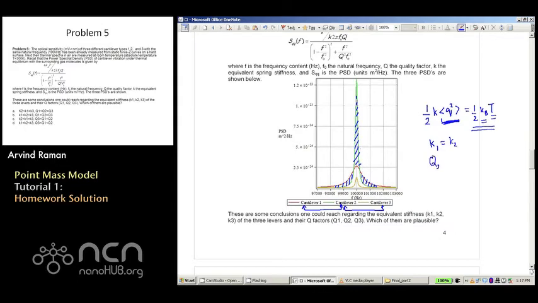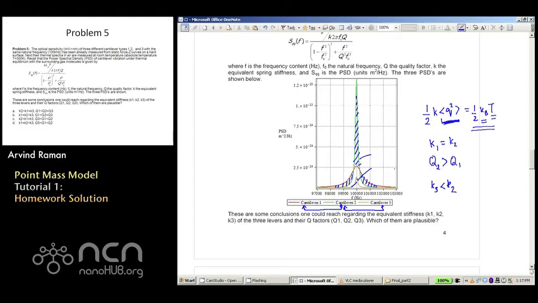But clearly, cantilever 2 has a sharper peak. So we must have Q2 greater than Q1. Right? In a similar manner, if we compare cantilevers 2 and 3, we find that the area under the power spectrum of 2 is going to be much more than the area under the power spectrum of cantilever 3. Which means that the spring constant of cantilever 3 is much smaller than that of 2.